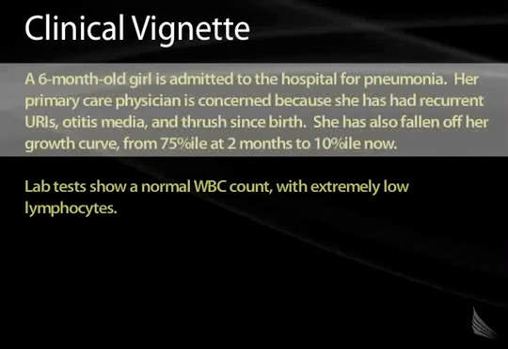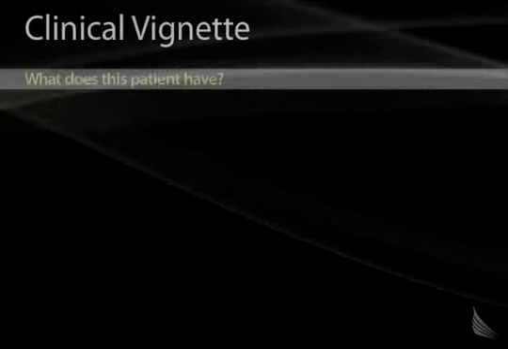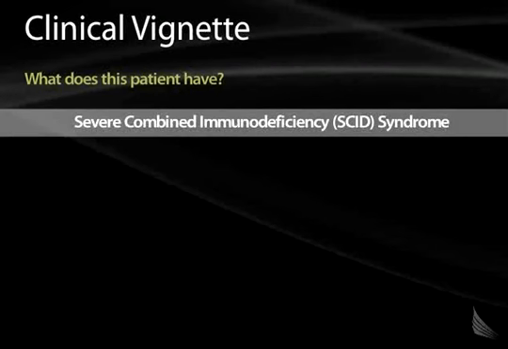A 6-month-old girl is admitted to the hospital for pneumonia. Her primary care physician is concerned because she's had recurrent upper respiratory infections, otitis media, and thrush since birth. She's also fallen off her growth curve from 75th percentile at 2 months to 10th percentile now. Lab tests show a normal white blood cell count, but an extremely low number of lymphocytes. This patient has a disease called severe combined immunodeficiency syndrome, or SCID syndrome.